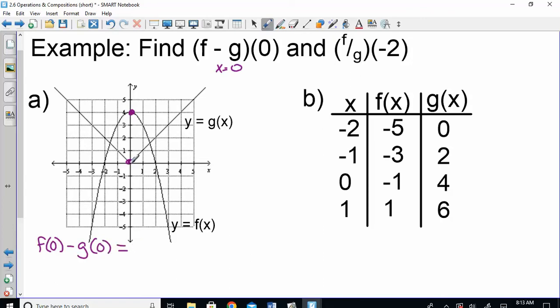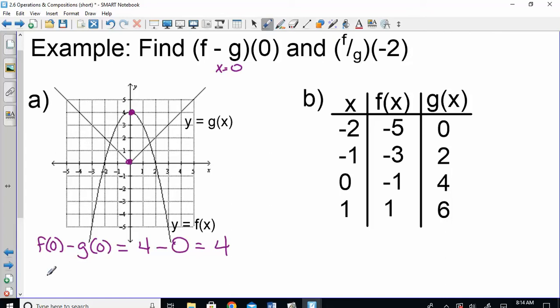When x is 0, the y value of f is 4. Minus, when x is 0, the y value of g is 0. So f minus g of 0 is 4. So when you have graphs, you are given the x, you're looking for the y.